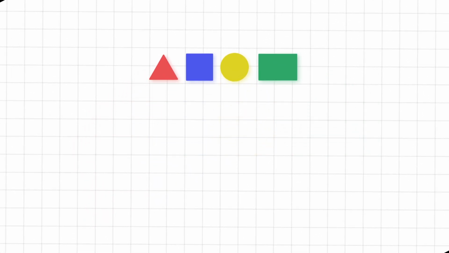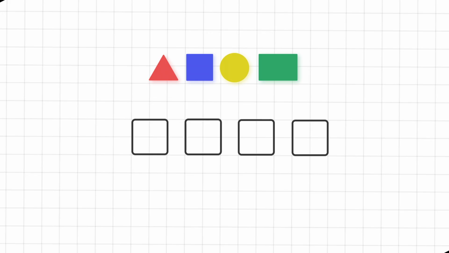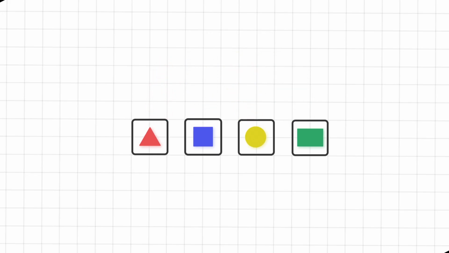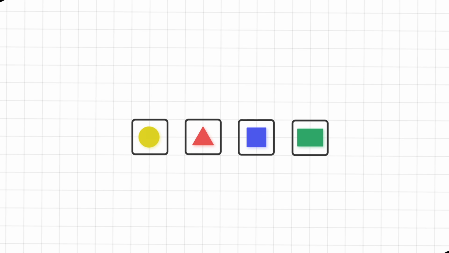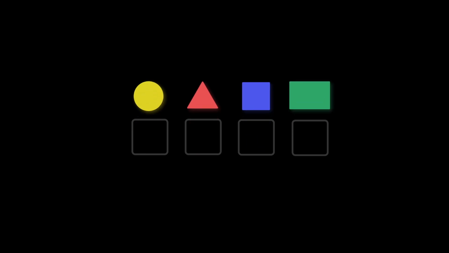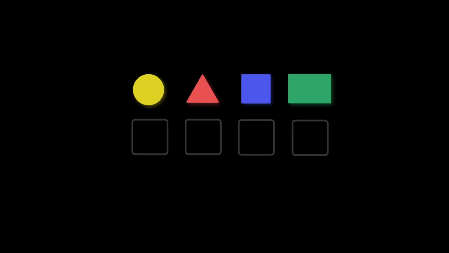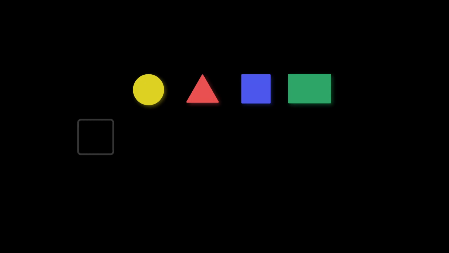Instead of thinking about the shapes themselves and their positions, let's think about the slots where we can place the objects. We have 4 objects and 4 slots. Let's apply the fundamental principle of counting. Let's start with the simplest case, 1 slot. This represents the first position.